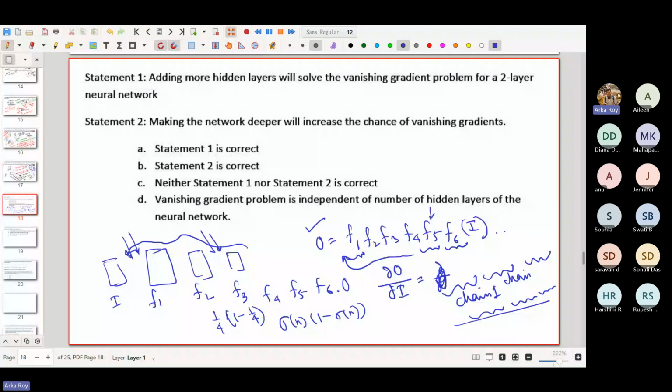So if you use the formula, that is W of n plus 1 is equal to W of n minus eta into grad by W, this will vanish. So this will be 0. So W n plus 1 is equal to W n, which basically means that your learning mechanism has stopped due to vanishing gradient. So statement 1 is true.